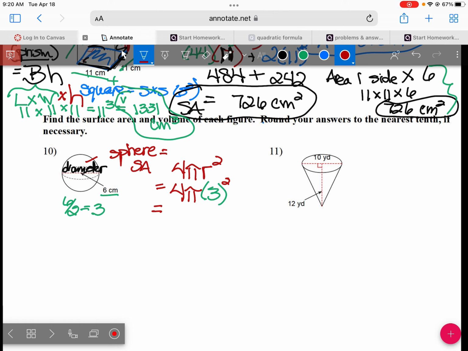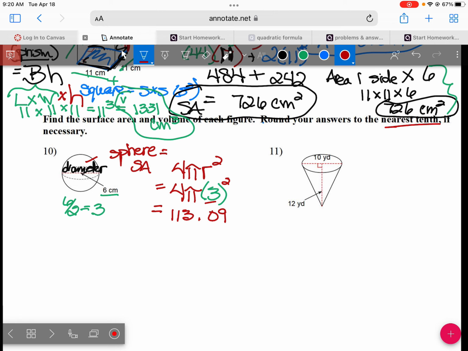So that's going to be a big deal. You have to know that the radius goes from the center of the circle out to the edge. That line went all the way across. So 4 pi times 9 is 36 pi. And 36 pi, multiplying that all together, you should get 113.09.